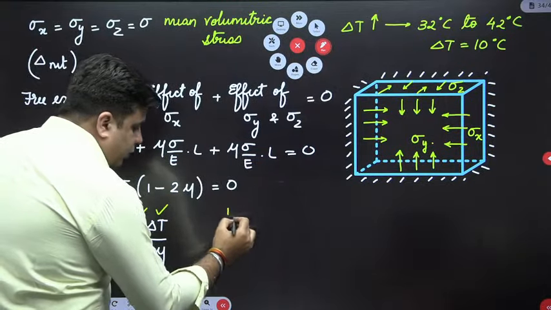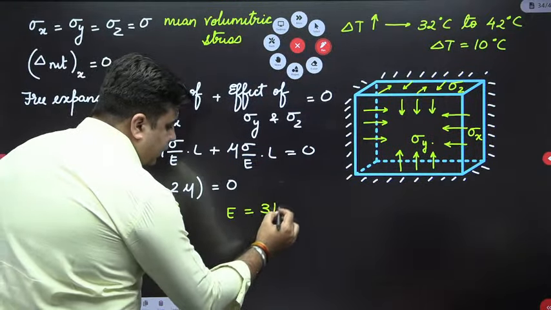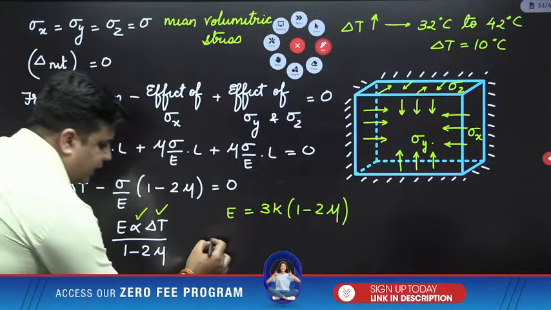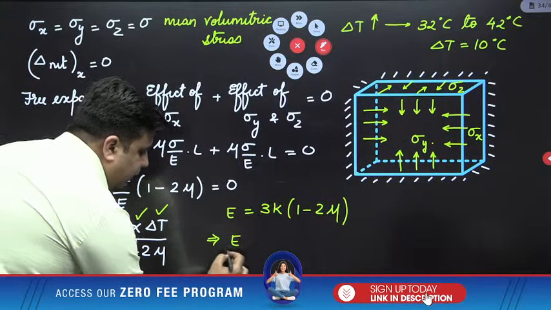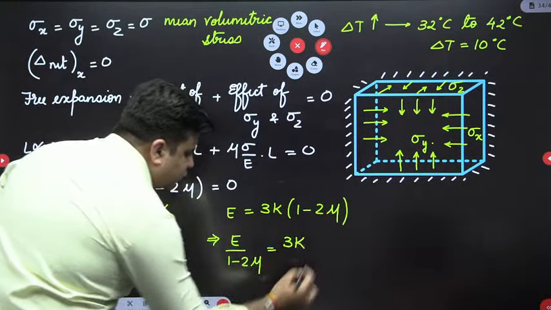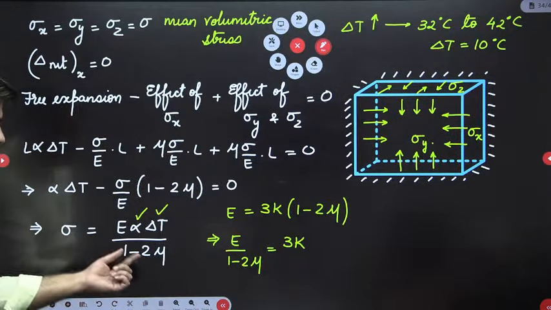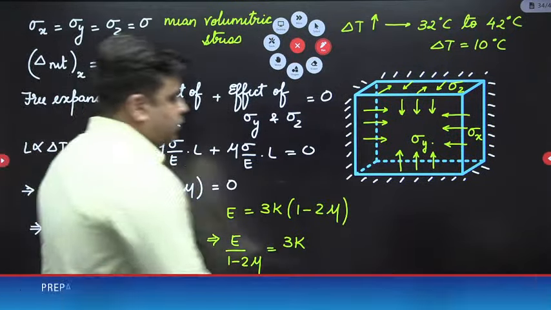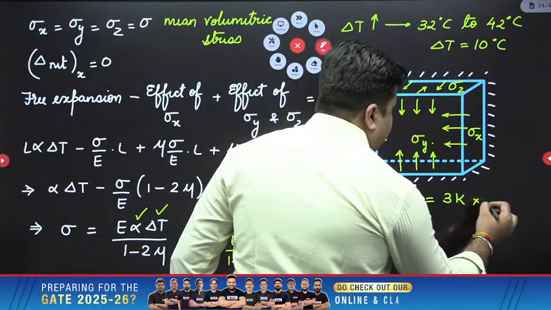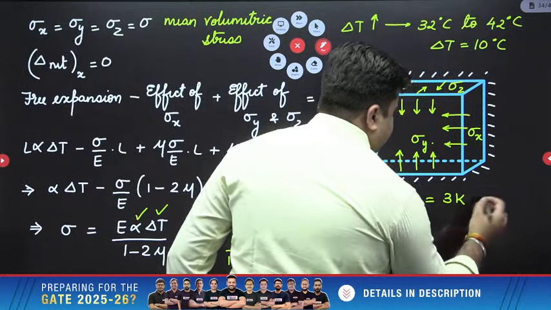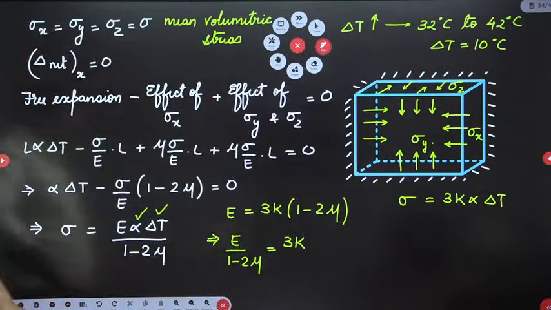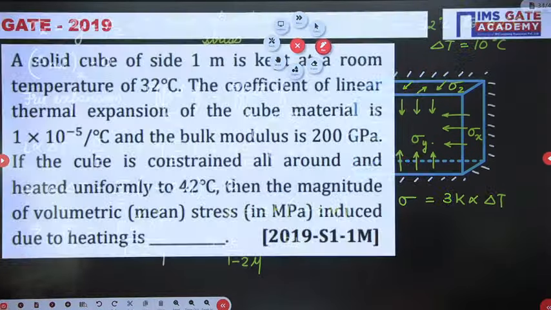Why? Because E is equal to 3K into (1 minus 2 mu). So E upon 1 minus 2 mu can be written as 3K. Instead of E upon 1 minus 2 mu, you have to substitute 3K. So sigma is equal to 3K into alpha into delta t. Substitute the value, get me the answer. So sigma is equal to 3K alpha into delta t.